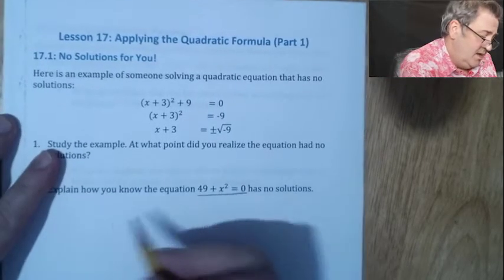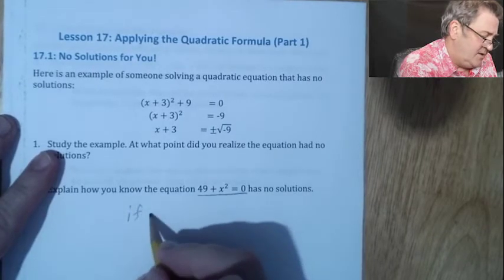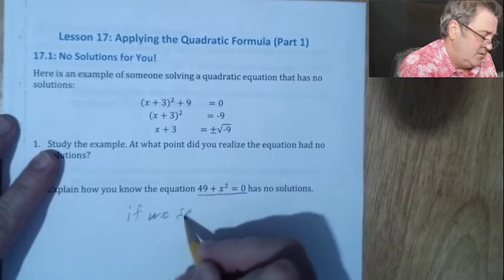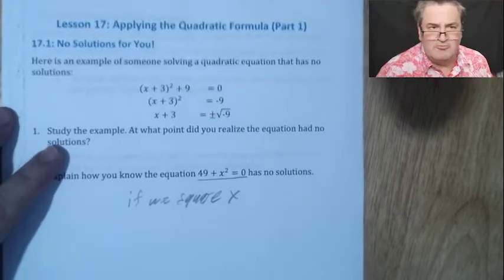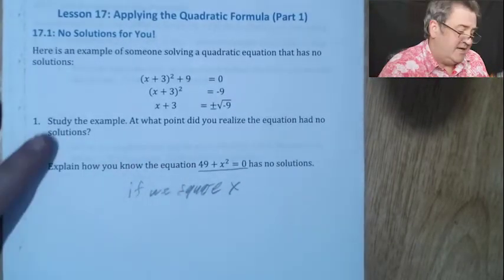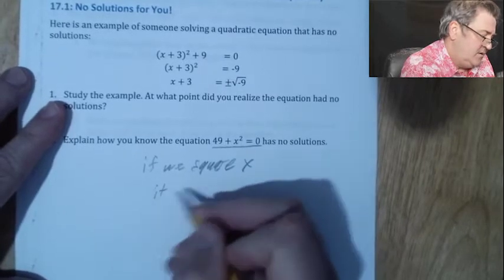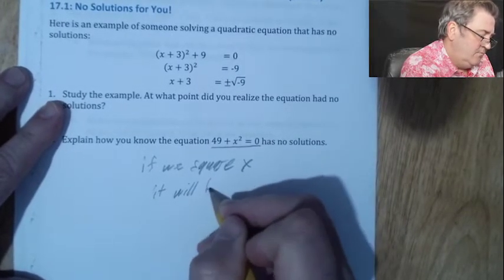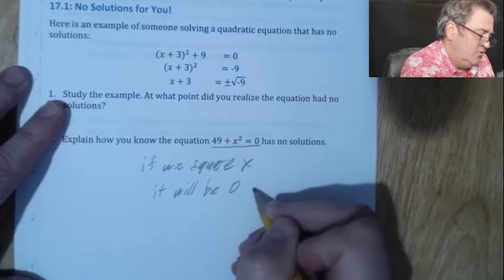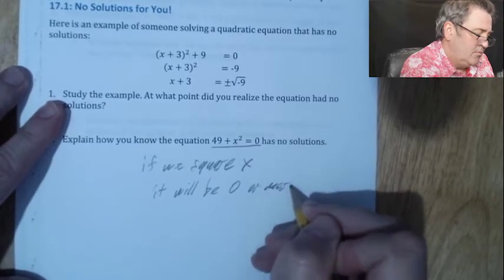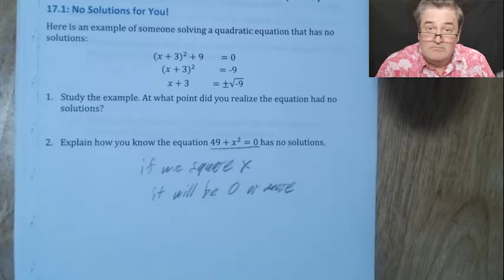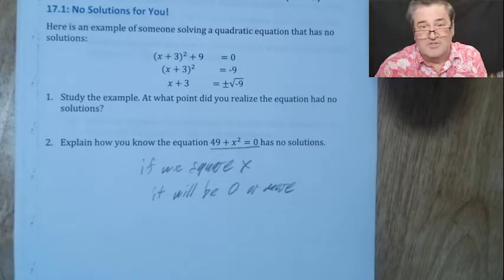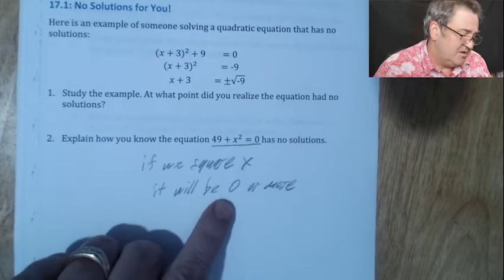Well, if we square x, whatever x is, any number, it will be 0 or more. Can't be less than 0. Could be 0 if x was 0. But if it's a negative number and we multiply it by itself, it's going to be a positive number. So 0 is the smallest.